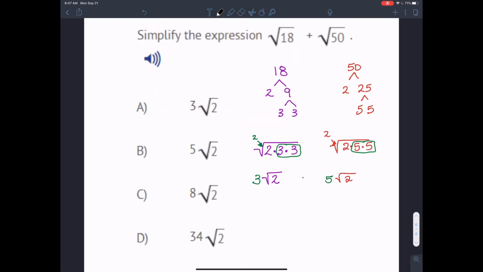Now, these I can add. I can add these because their radicands are the same. So all I'm going to do, it's like combining like terms. 3 plus 5 is 8, and I write square root of 2. There it is.